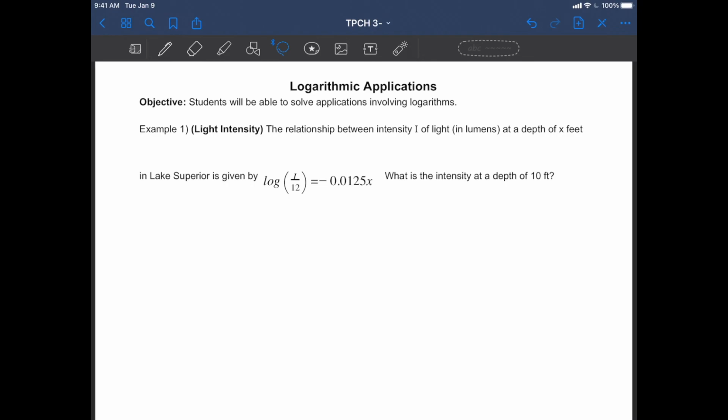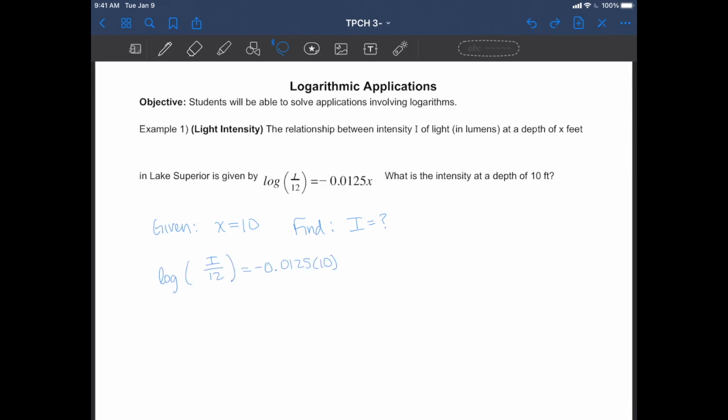All right, so let's figure out what we're given. Besides the equation, of course, we're given the fact that x, the depth, is 10 feet. And we're asked to find I. So because we were given an equation, this is pretty simple. We don't have to think about how to put the equation together. We just have to know how to get I by itself.